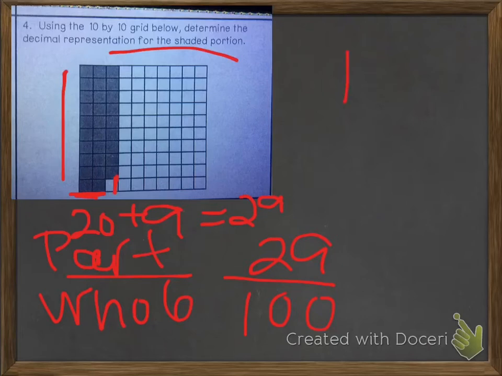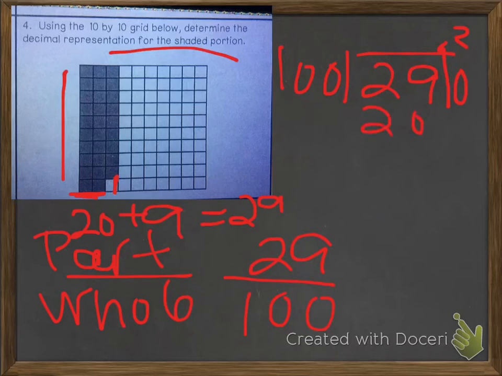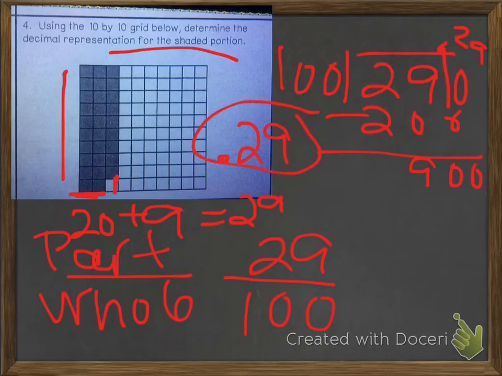What we can do is we put the 29 in the house and the 100 on the outside. Can the 100 go into 29? No. So I have to put my decimal, my line, and add my zero. How many times can 100 go into 290? It can go 2 times. So I bring down my 200, and I have 90, and then bring down a 0. How many times can 100 go into 900? 9 times. So my answer is 0.29.